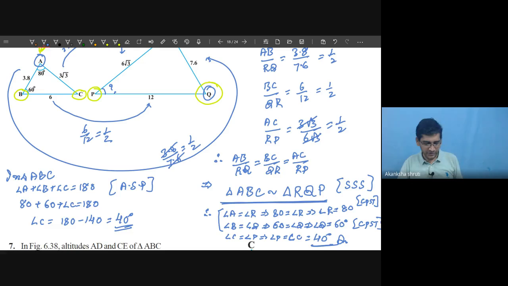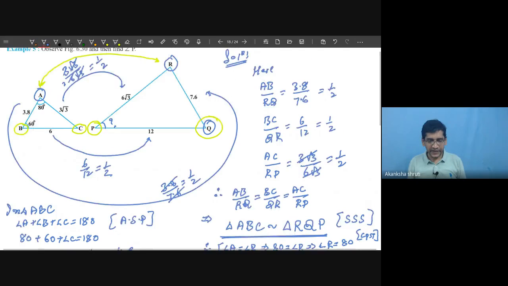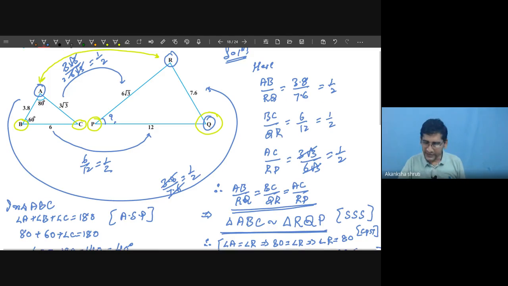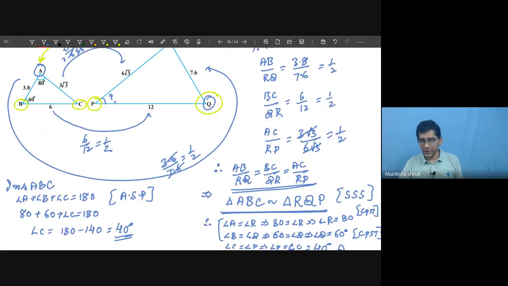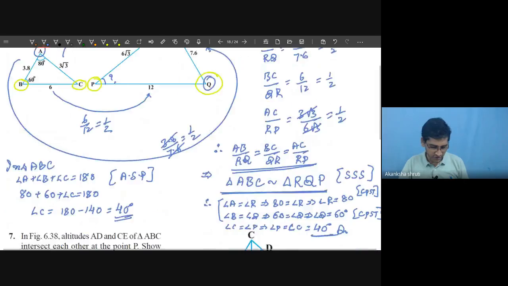So this was all about it. This way I have explained how the given condition is brought in line with the criteria required for similarity. With the given situation, I have written everything under the criteria and brought it under the SSS criterion. Then I have written the similarity. Then I have applied the condition for the corresponding parts of similar triangles. Okay, student, now let us move to the next question.